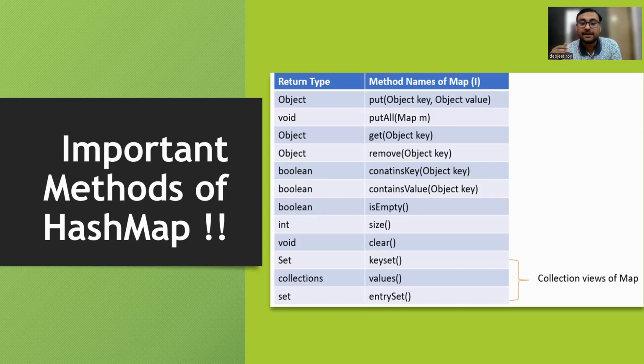KeySet will give me the set of all the keys. Values will give me all the values present in the map. EntrySet I already told you. In these methods, the return types also should be kept in mind. For example, put returns an object. If you keep practicing these things, you will get an idea of them. ContainsKey will check whether the data is already contained in the key. You should go through these things once.